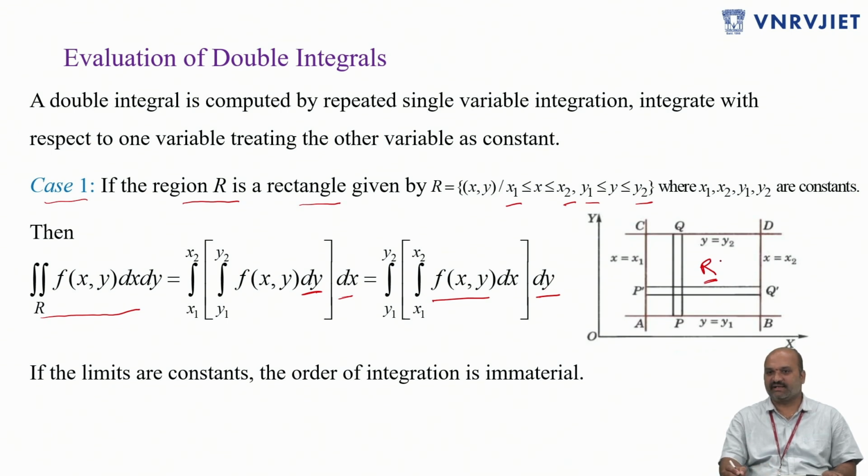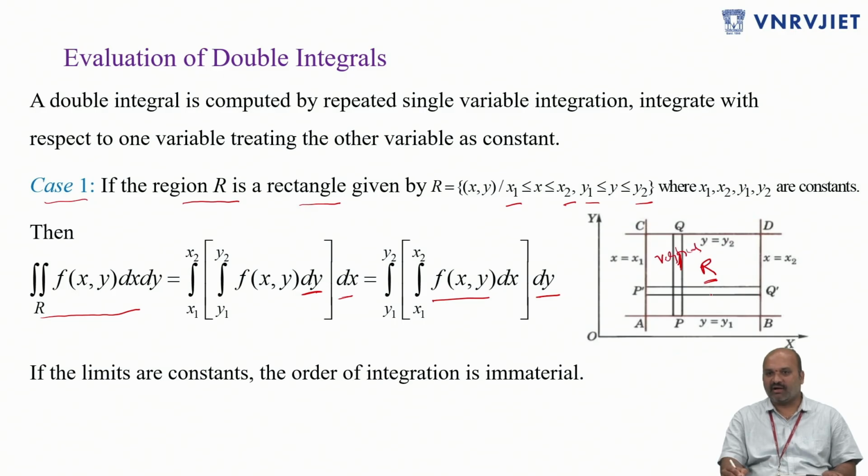So this is the region of integration. See, these are called strips. PQ, this is one strip. P dash Q dash, this is called a vertical strip.